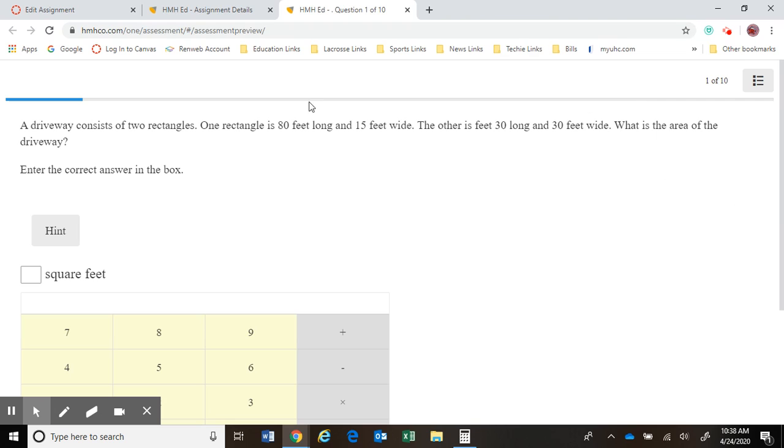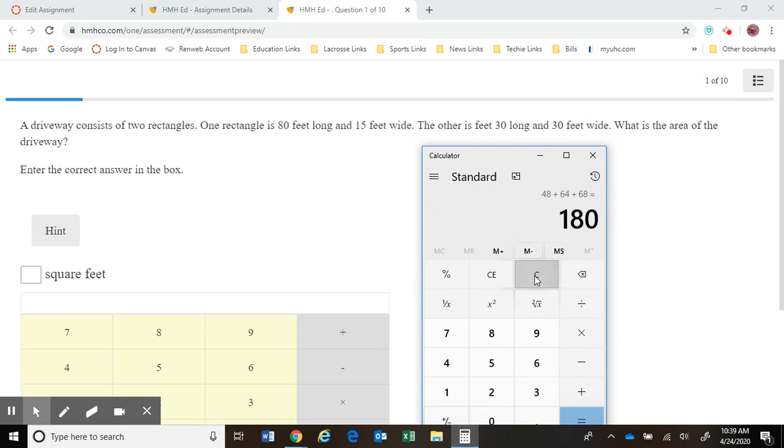All right, a driveway consists of two rectangles. One is 80 feet long and 15 feet wide, and the other is 30 feet long and 30 feet wide. What's the area of the driveway? So I just have to put these two together, and that's going to give me a total area. So I've got 80 feet multiplied by 15 feet. Okay, that's 1,200. Again, you're going to need a pencil, paper, and a calculator to do this.